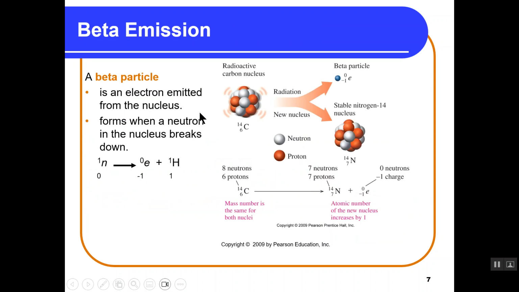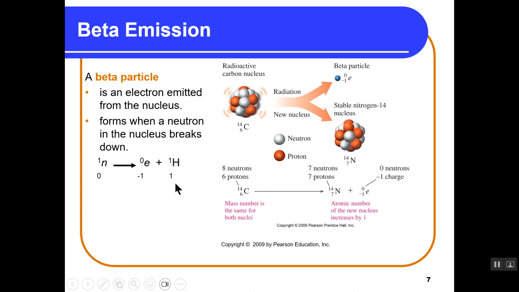Now let's look at what happens in the case of a beta particle being emitted from the nucleus. When the beta particle is emitted, what actually happens in the nucleus is that a neutron is converted to a proton and an electron, right? As a result, the electron is also the beta particle that would leave the nucleus, and you'll be left with the proton in the nucleus, all right?